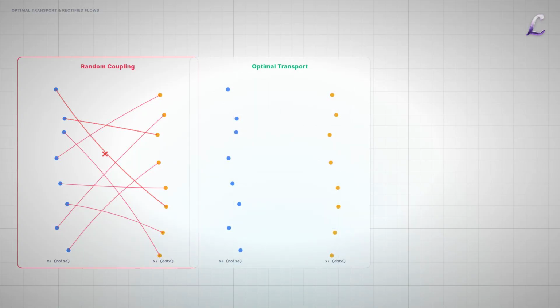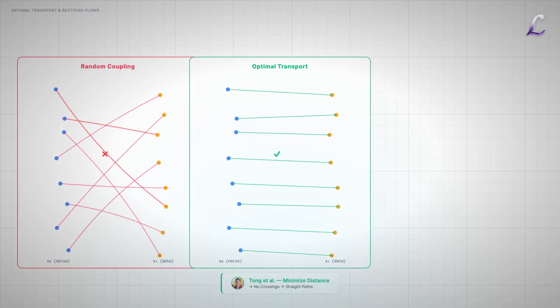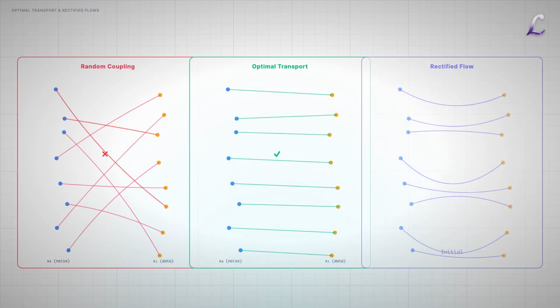We can fix this with optimal transport or rectified flows. Instead of random pairing, we align noise and data to minimize total travel distance. Or we use rectified flow. We train a model, generate data with it to see where noise actually wants to go, and then retrain on those new straightened pairs. This reflow procedure unwinds the crossed paths, making them nearly perfectly linear.